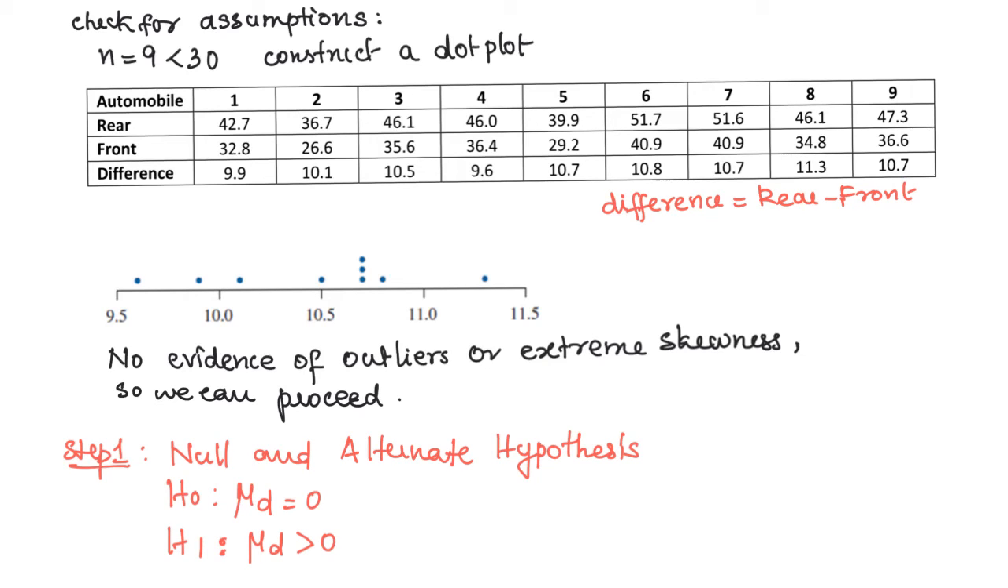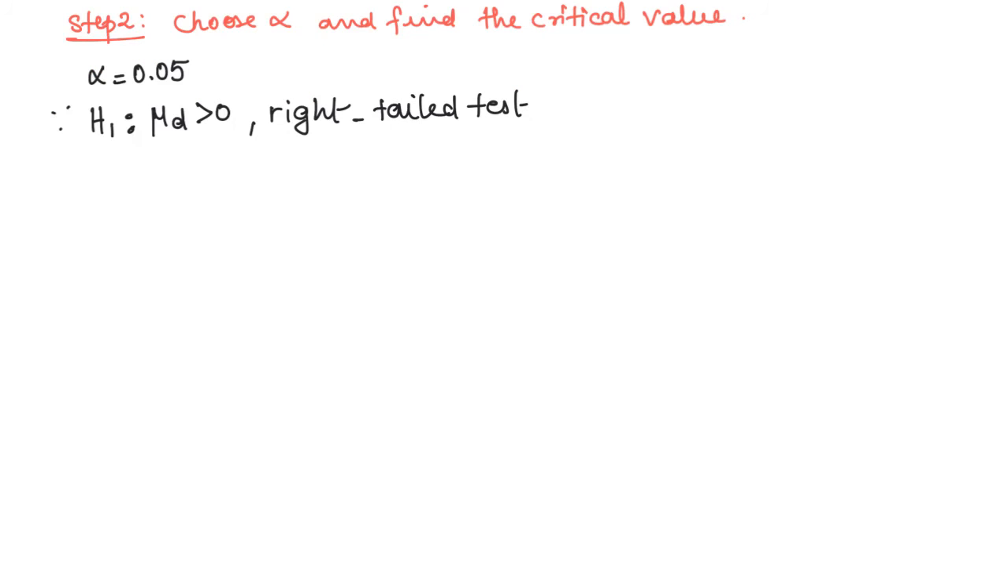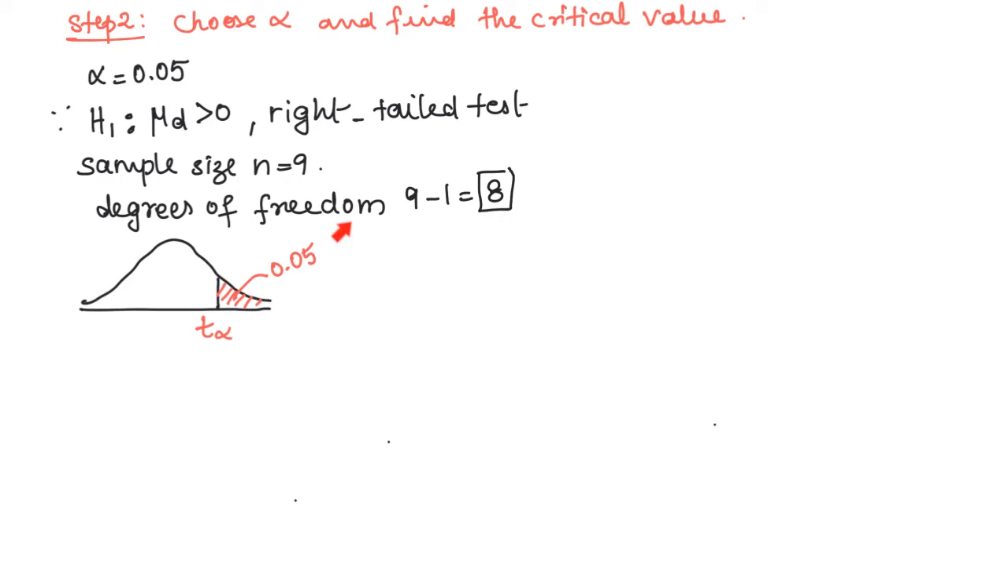Step 1 is to state the null and alternate hypotheses. We are interested in determining whether the mean time for the rear pad is longer than the front. The alternate hypothesis will be mu d greater than 0, and the null hypothesis will be mu d equals 0. Next step is to choose the significance level alpha and find the critical value. Alpha is given in the question. Alpha is 0.05. Since the alternate hypothesis is mu d greater than 0, it's a right tail test. Sample size is 9, so degrees of freedom will be 9 minus 1, that is 8.